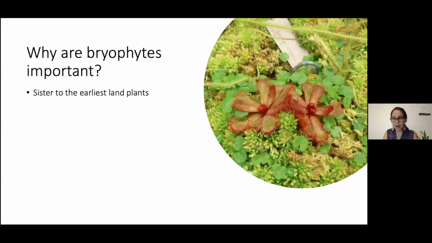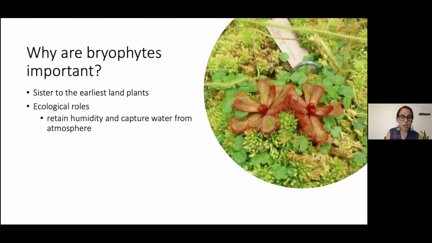So why are bryophytes important? I study them and I'm interested in them because, as I told you before, they are believed to be sisters to the earliest land plant. So it's like looking into the past at how plants evolved and how plants became the way they are. So that's why I'm interested in them. But they also have important ecological roles.